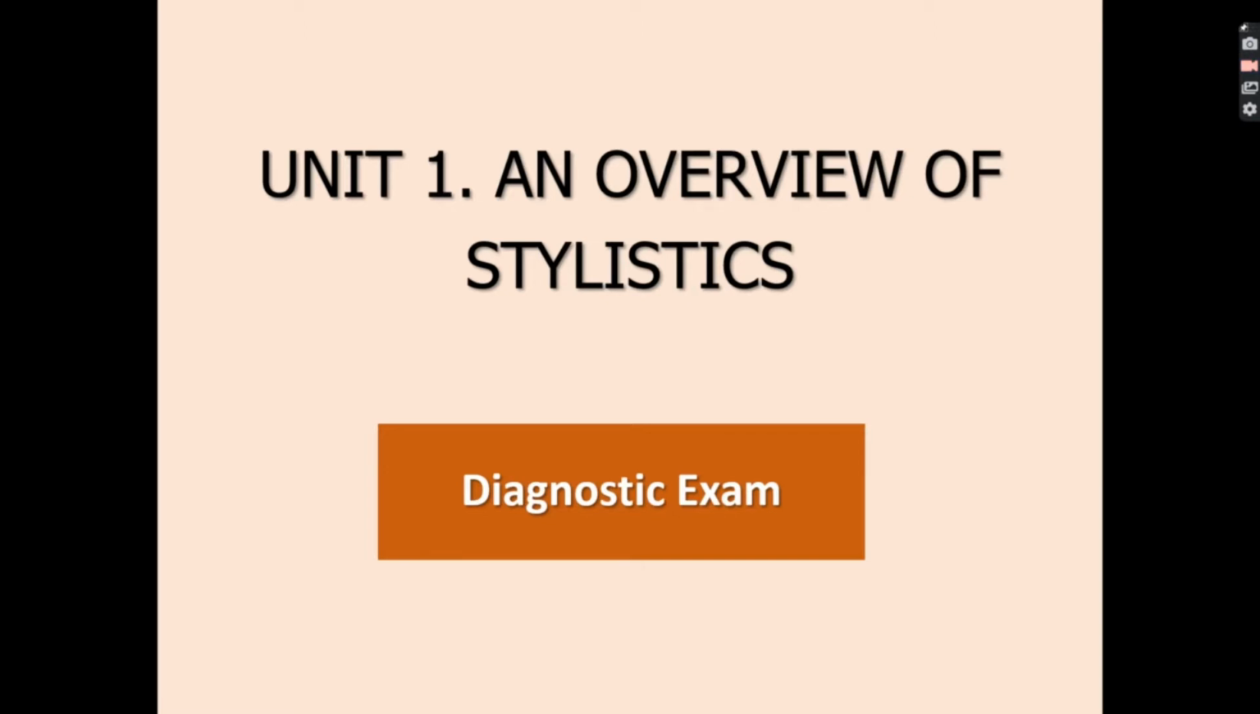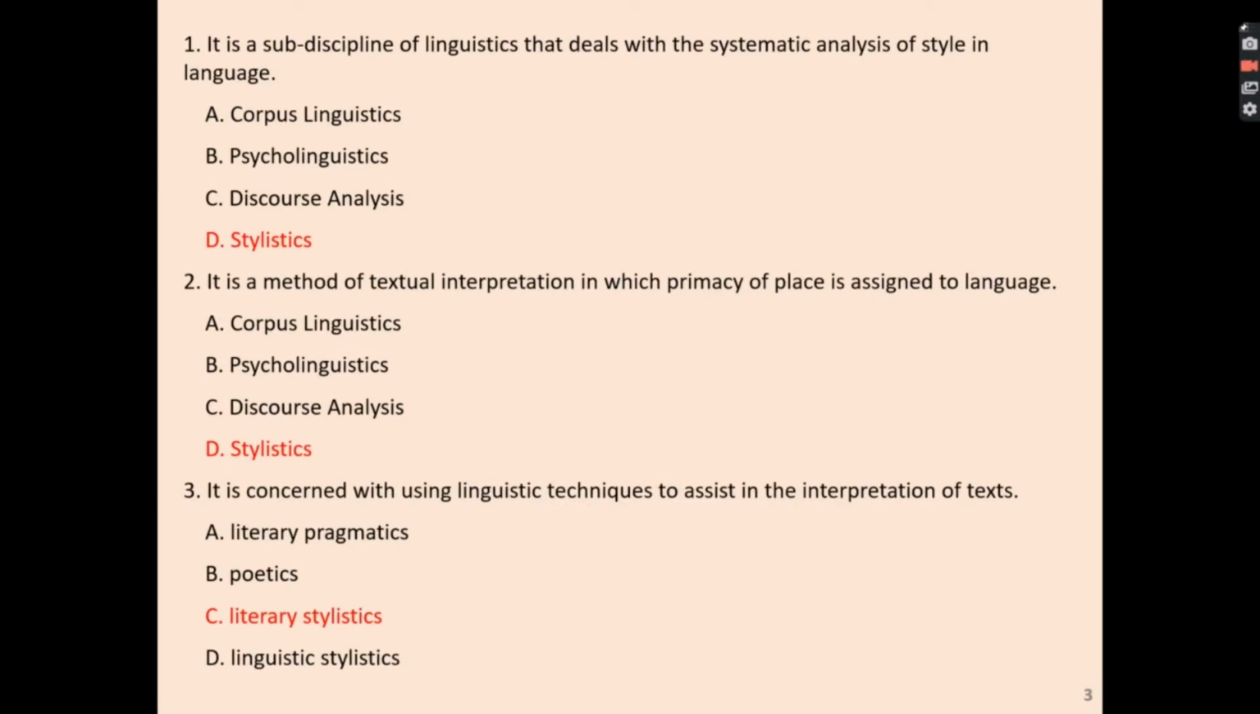And before we take a look at all the lessons that are under Unit 1, let us look at first the answers to the diagnostic exam that you guys answered. The first one, it is a subdiscipline of linguistics that deals with a systematic analysis of style in language. Well, the answer for number 1 is stylistics. If we are going to take a look at stylistics, we would always look into the style of the author, and that is the focus or the core of our study, and it is a subdiscipline of linguistics.